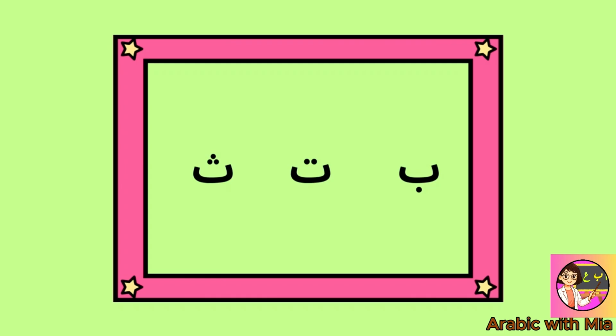Let's start with the group of letters ba, ta, and tha. As you can see, these three letters share the same base shape. The only difference is in the dots. Ba has one dot below, ta has two dots above, and tha has three dots above.